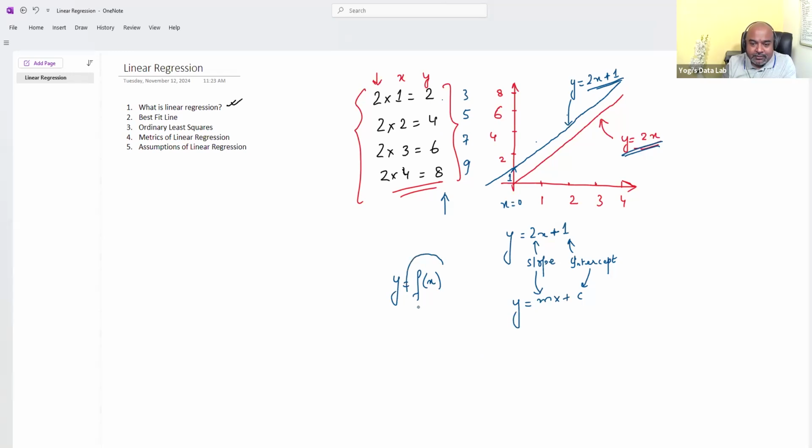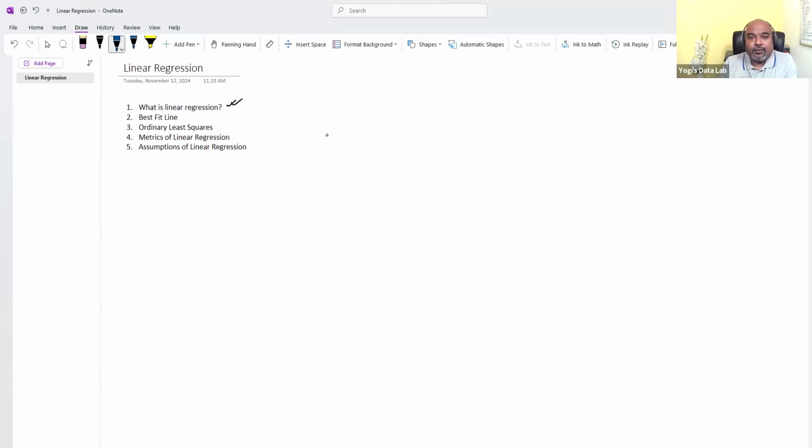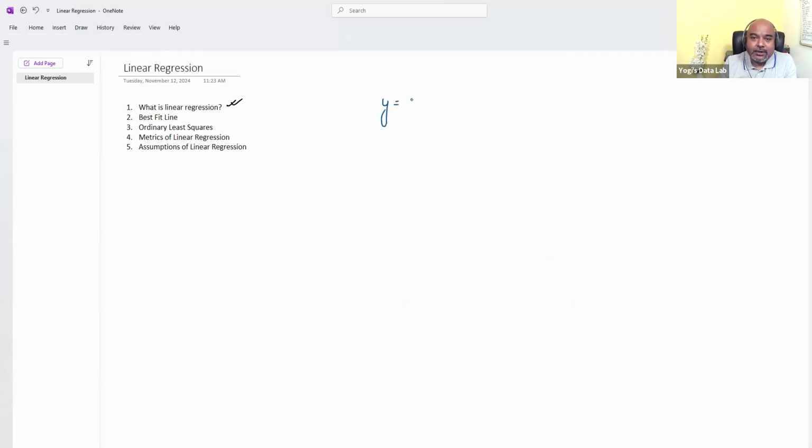So depending on my x and my y values, I will get the function of x. And this function is what we have to derive in the linear regression. So in linear regression, what we do is we try to find an equation of a straight line given my x values and the y value. That is the whole purpose of linear regression. Now, what we saw is we said that y is a function of x, and we said that y is equal to 2x plus 1.